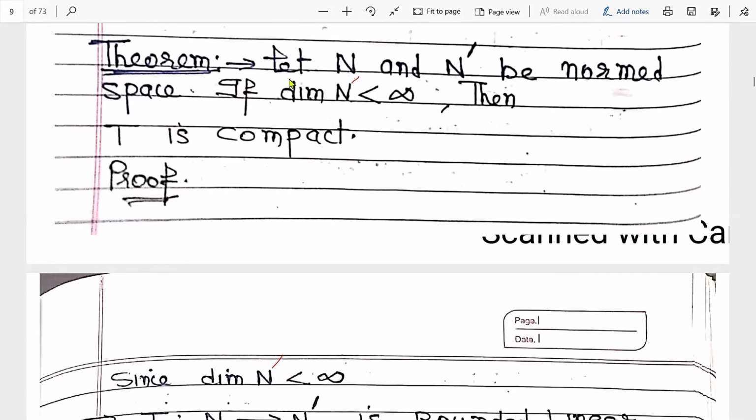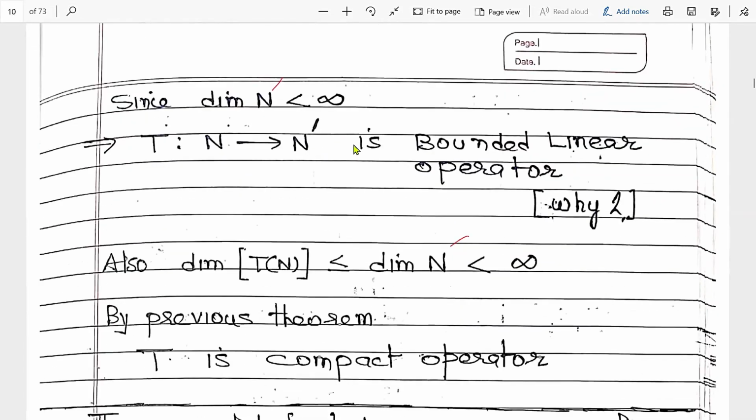Now, the next result is: let N and N' be normed spaces. If the dimension of N' is less than infinity, then T is a compact linear operator. Now, this is basically a corollary of the previous theorem.